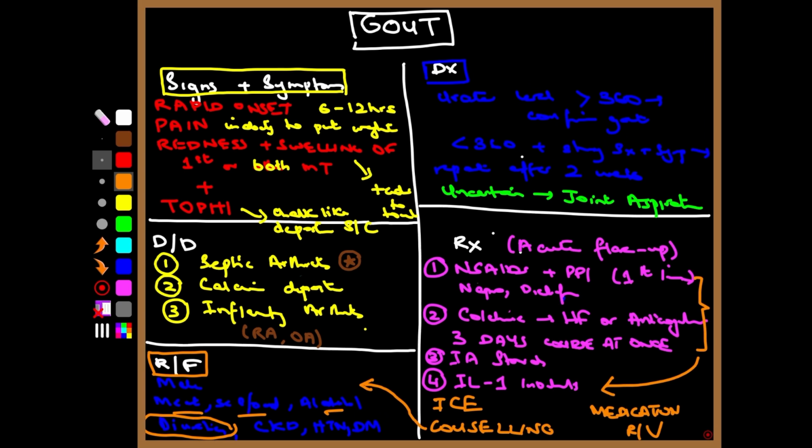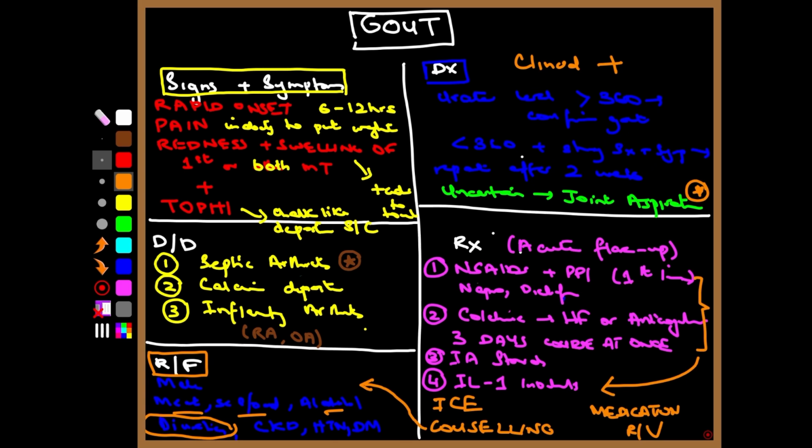We've got risk factors that we've talked about. We'll address the risk factors with our counseling and medication review to find out and to prevent gout further. Diagnosis is easy, it's clinical. If it's not clinical, we can always add it with the urate level greater than 360. It confirms the diagnosis. Less than 360, like we've talked about, and we've got signs and symptoms, we can repeat the test in 2 weeks. If we're ever uncertain, we'll always have a joint aspiration to fall back on.